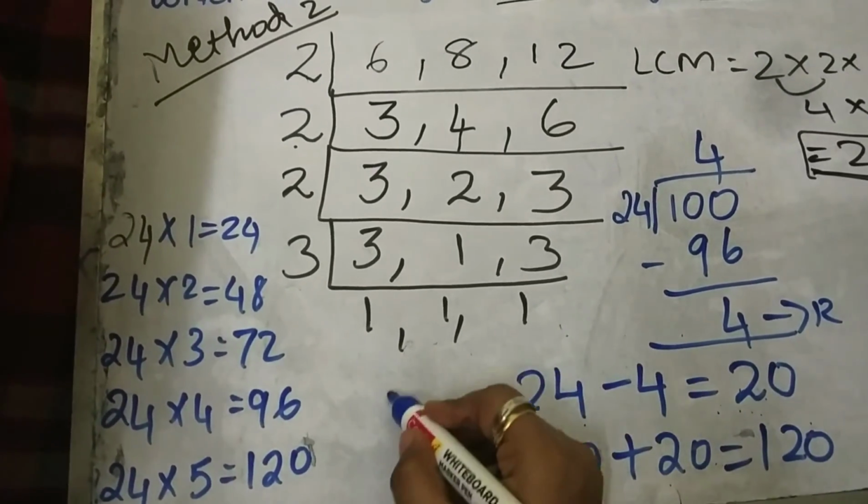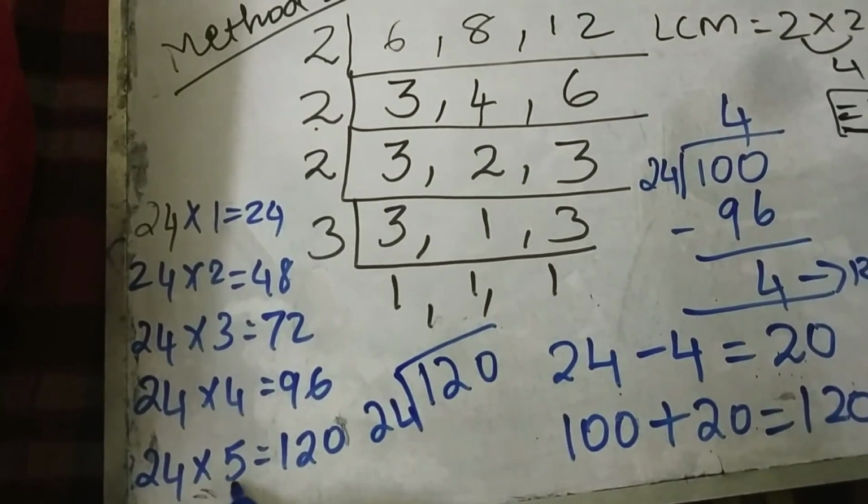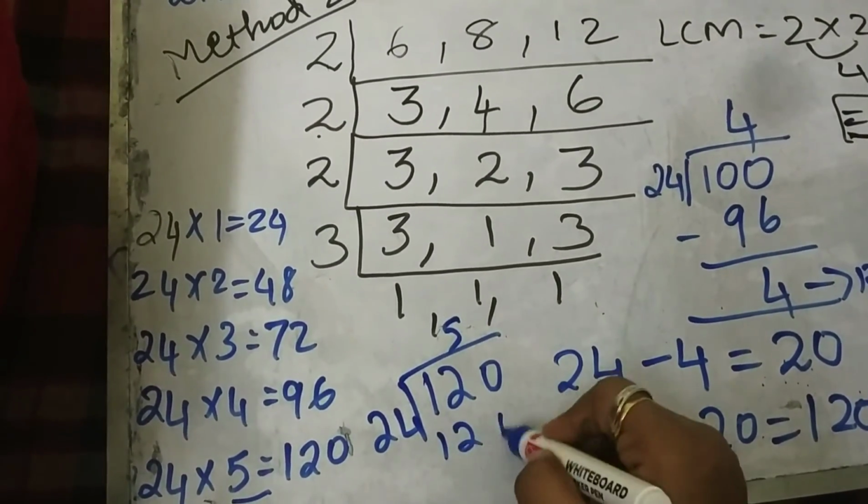If you want, you can check that also. 120 divided by 24. How many times do we have? 5 times. So this is exactly divisible.